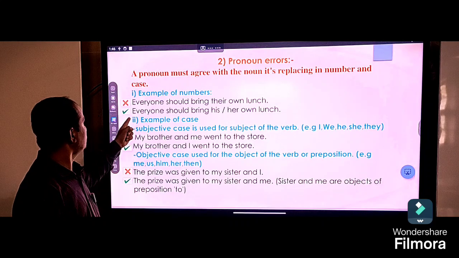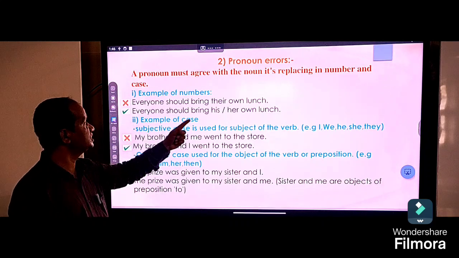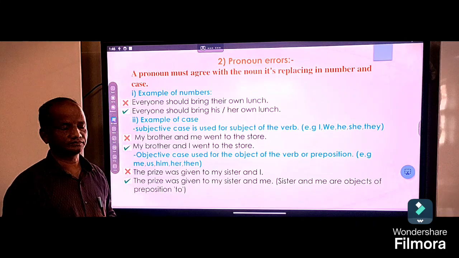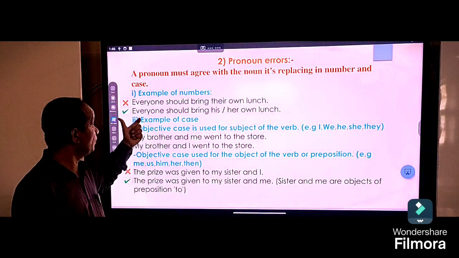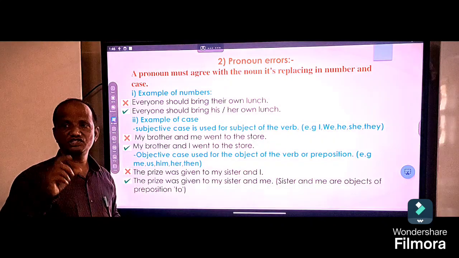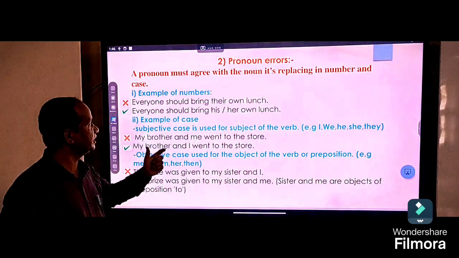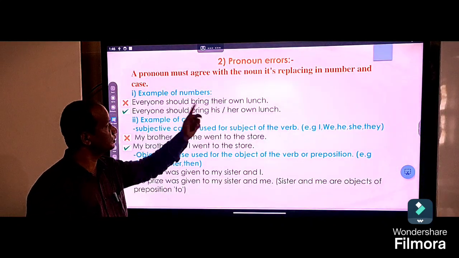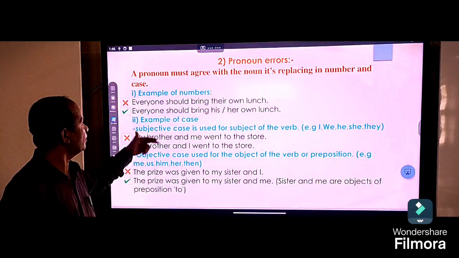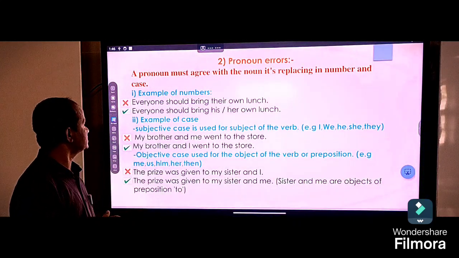So the correct statement will be everyone should bring his or her own lunch. If our subject is no one or anybody, at that time it is treated as the singular subject, and so a singular pronoun should be used for them. Then an example of case error in the sentences.